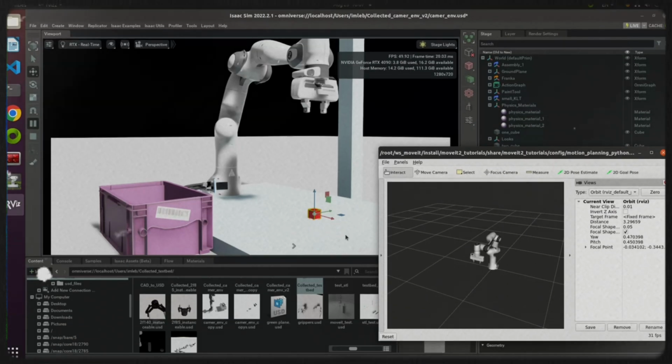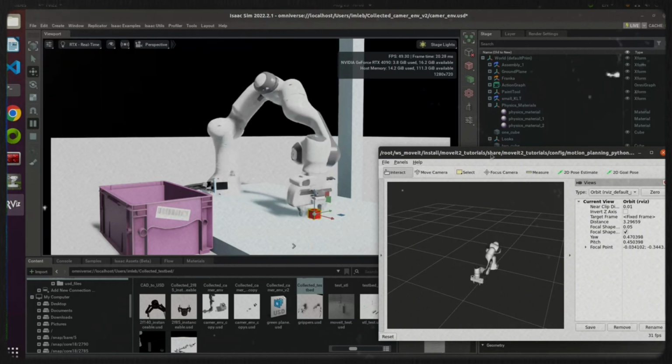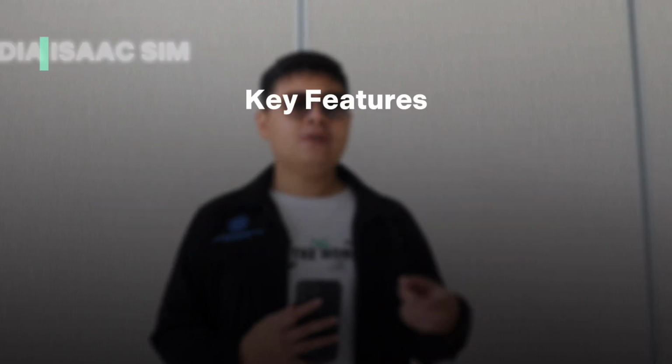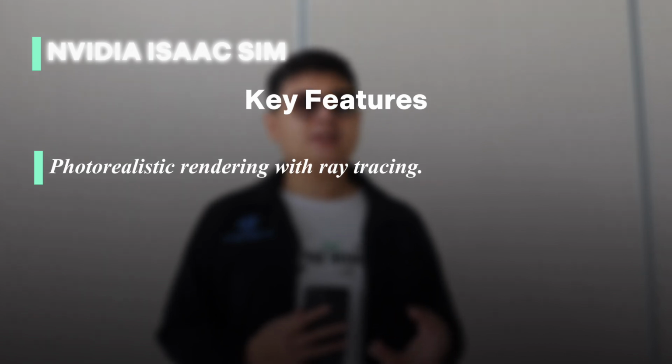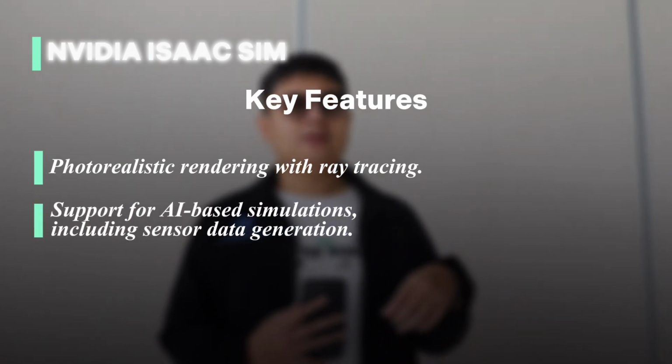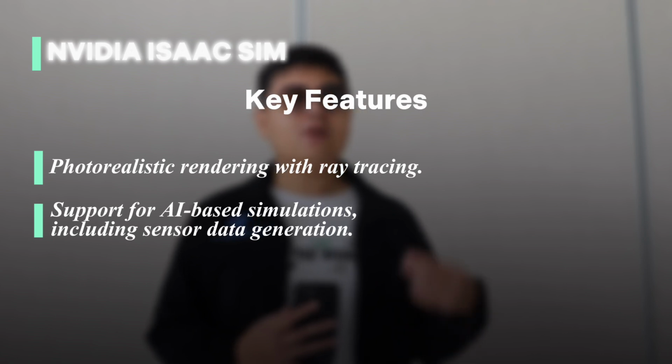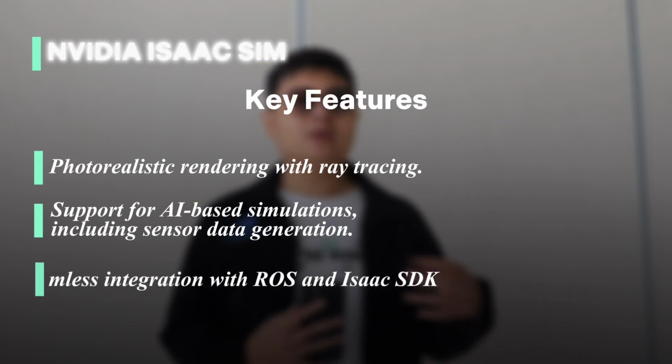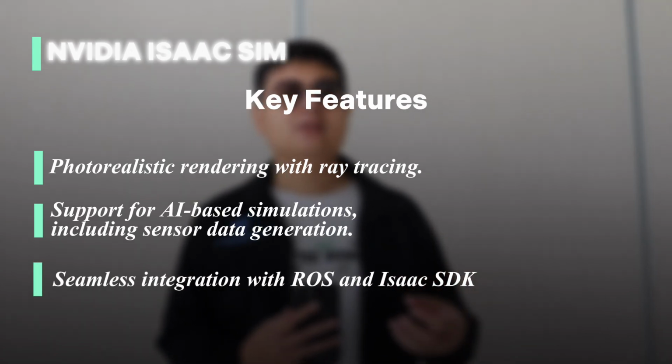Next is NVIDIA IsaacSim. IsaacSim is NVIDIA's powerful robotic simulator built on Omniverse. It focuses on photorealistic simulations and advanced physics, leveraging NVIDIA's GPU technology. For the key features, first is photorealistic rendering with ray tracing, and also support for AI-based simulations, including sensor data generation. And it can also integrate with ROS and Isaac SDK.